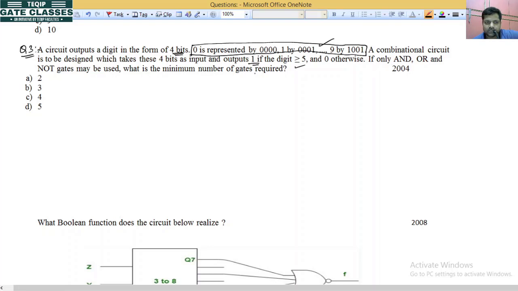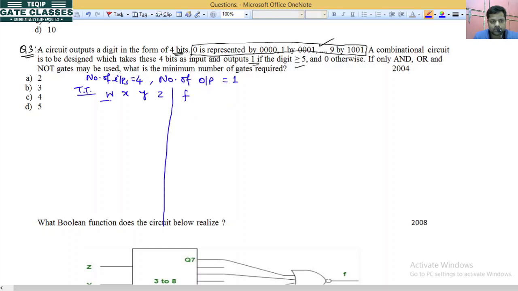If only AND, OR and NOT gates may be used, what is the minimum number of gates required? The number of inputs will be 4, because 4-bit inputs are applied here, and the number of outputs is 1, because the output comes either 1 or 0. So for 1 bit only one variable is required. What will be the truth table? If you go for the truth table, we have 4 variables w, x, y, z, and this one is f.